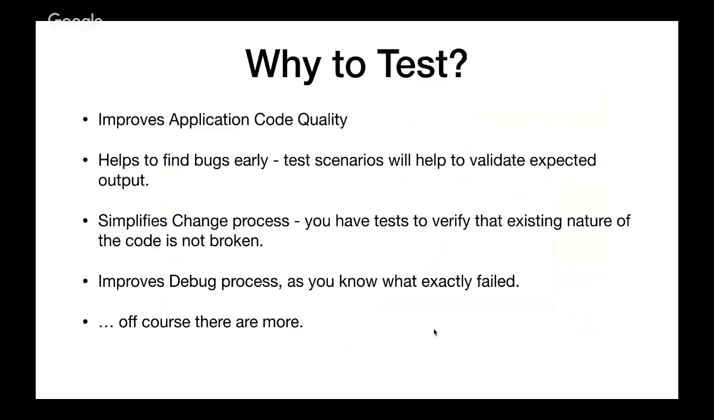The change process is simplified. How? If you are changing any part of your code and you have a test case, you know that if your test case breaks, your existing code is broken. So it's easy to make a change and be confident about it: okay, I know I haven't broken anything since all my test cases are succeeding. It also improves your debug process, because when you write a test case you have assertions, and when a test fails, looking at that assertion you should be able to tell where exactly the problem is. And there are many more.